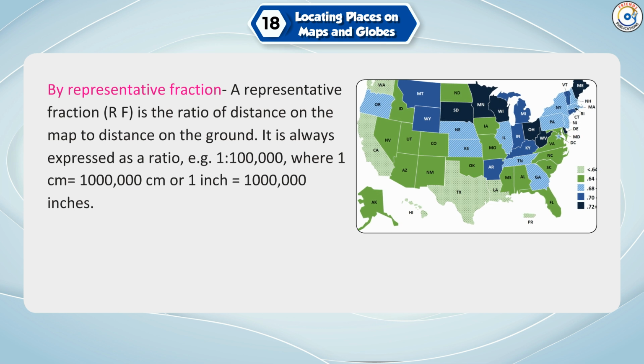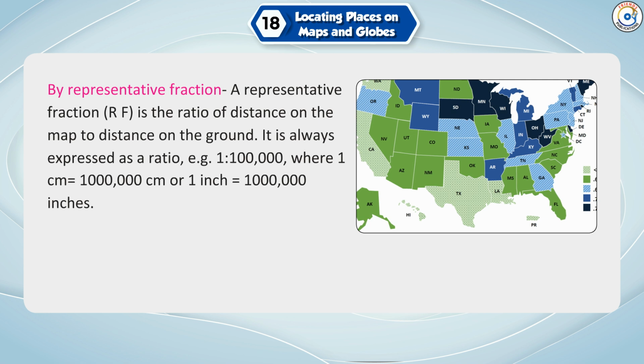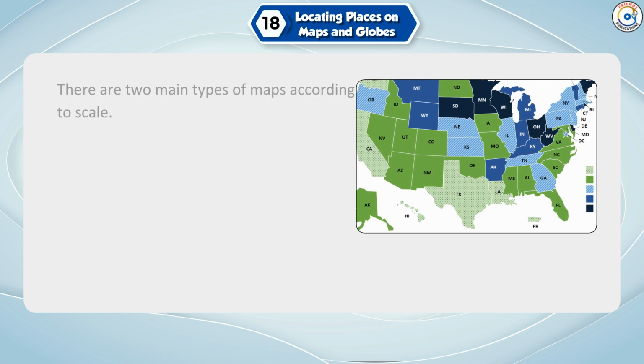Example, 1:100,000, where 1 centimeter is equal to 100,000 centimeters or 1 inch is equal to 100,000 inches.